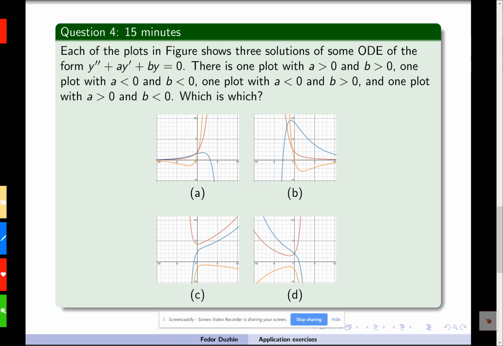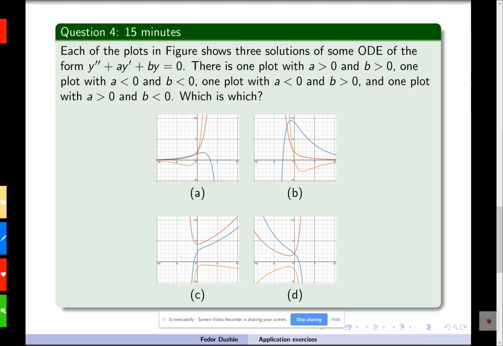So here we see 4 plots. Each of them shows 3 solutions of a second-order linear homogeneous differential equation with constant coefficients. And from the behavior of solutions, we've got to figure out the signs of the coefficients, so whether A and B are positive or negative.